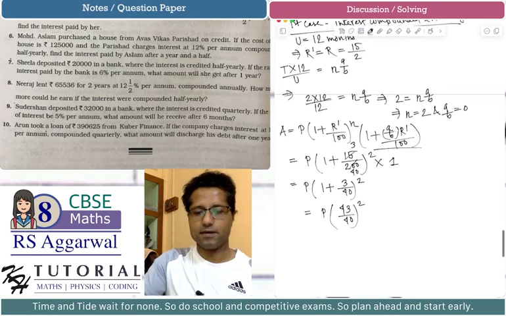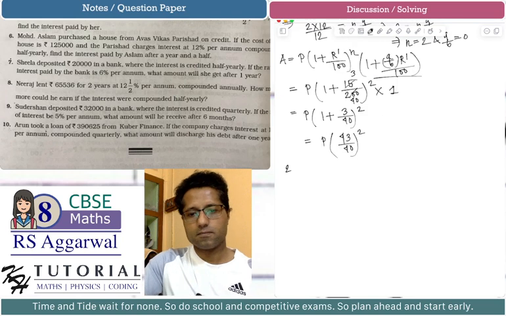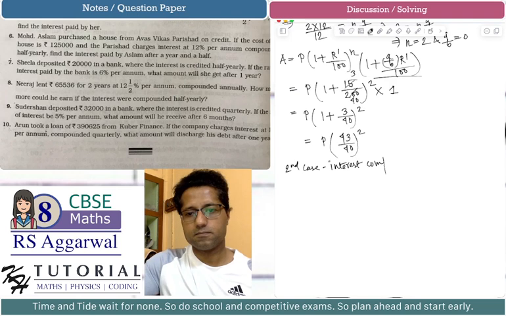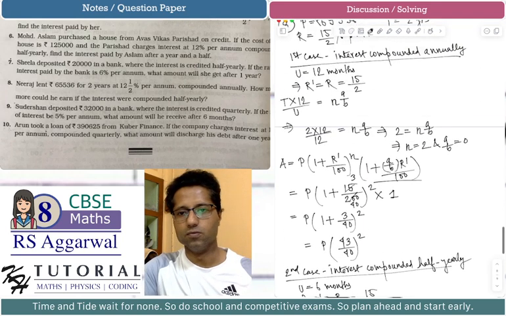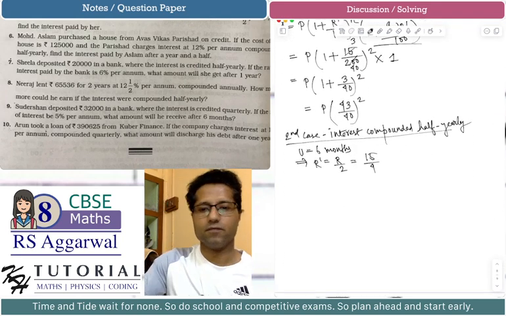Okay. Now the second case is when interest is compounded half yearly. So in this case, U is equal to 6 months. So this implies R dash is equal to R by 2, which is equal to 15 by 4, because R is 15 by 2. So R dash is 15 by 4.